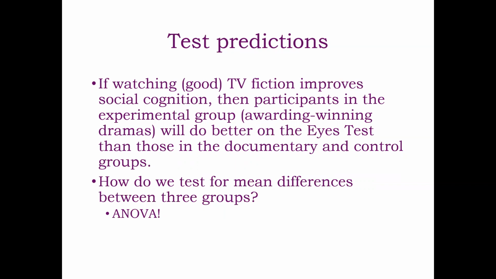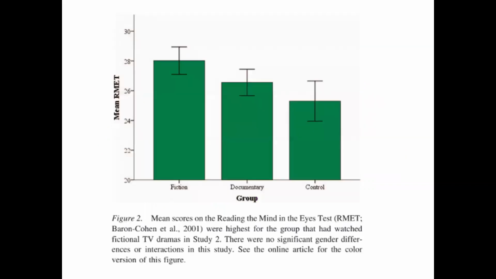How do we test for mean differences between three groups? We can't use an independent samples t-test because there's three. We could do 3 tests, but we'll talk about why we don't want to do that. We used an ANOVA, right? And here is a figure that shows you the means.